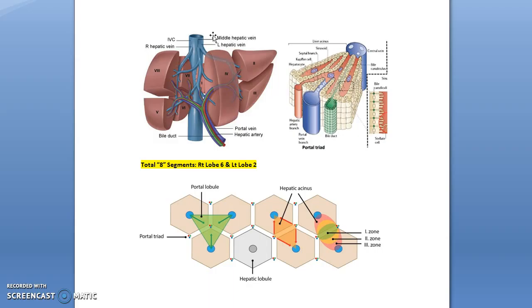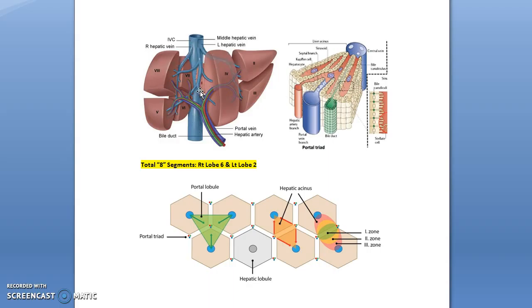The right lobe contains 6 segments, and the left lobe contains 2 segments. And this is the famous caudate liver segment. Let me tell you now that it actually drains into the inferior vena cava separately.